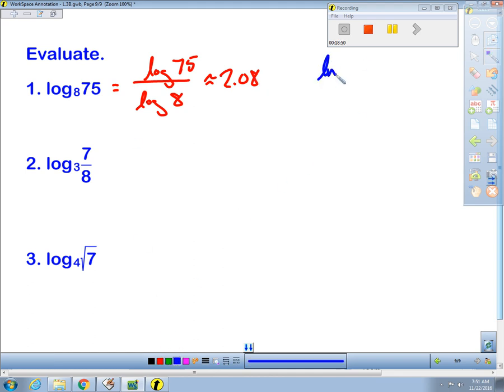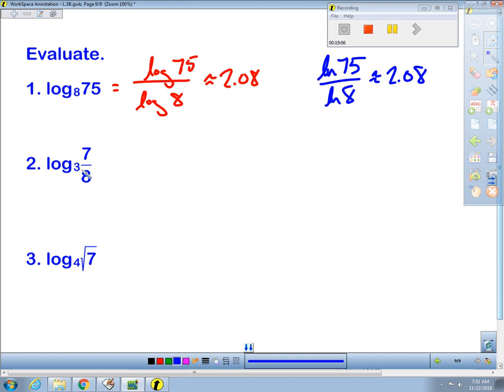Now, what if I would have changed it to something else? What if I would have changed it to the natural log of 75 over the natural log of 8? Type that in your calculator. Natural log of 75 divided by the natural log of 8. I get about 2.08. Wow! Isn't that cool? I think that's really cool that you can switch that base to be anything you want and you will always get that same approximation.